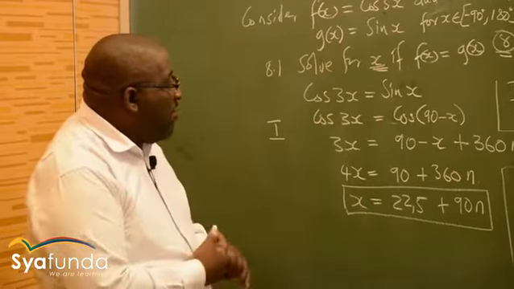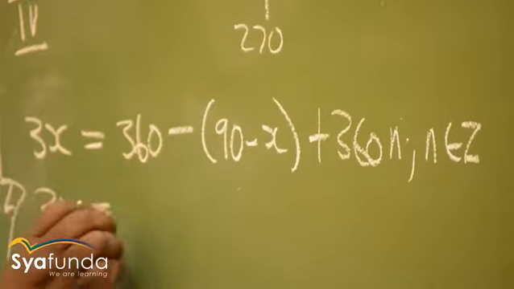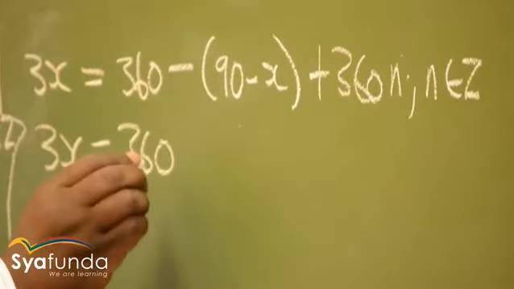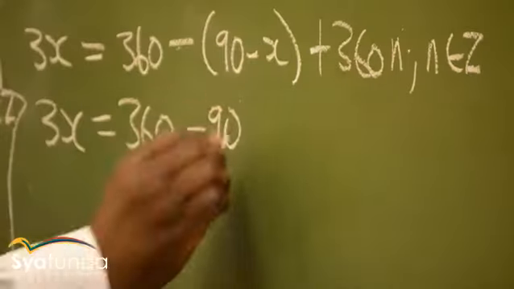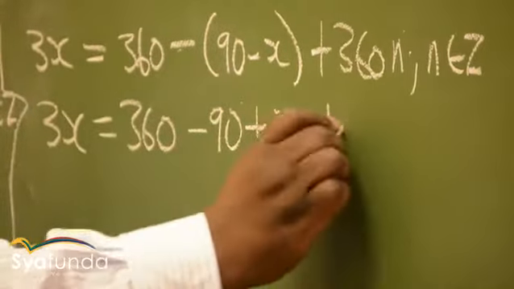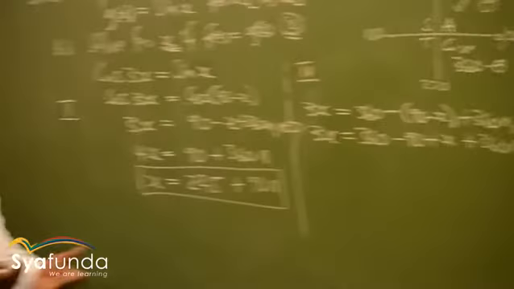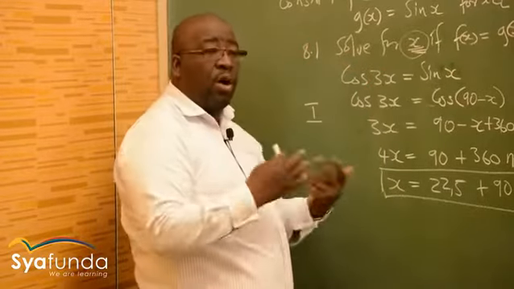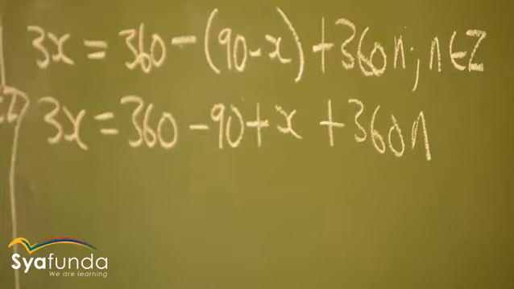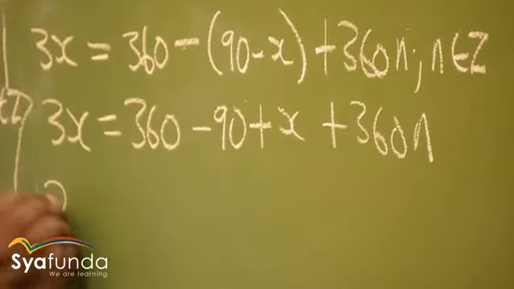Now let's see what we have here. Let's break these brackets. So we're going to have 3x, thus becomes 360 degrees. This times that, it is minus 90. This times that, it will be plus x plus 360n. Remember, we are required to solve for x. So we put all the x's on the same side. So this is a positive x. If we bring it this side, it will be negative. Then you'll be left with 2x this side.